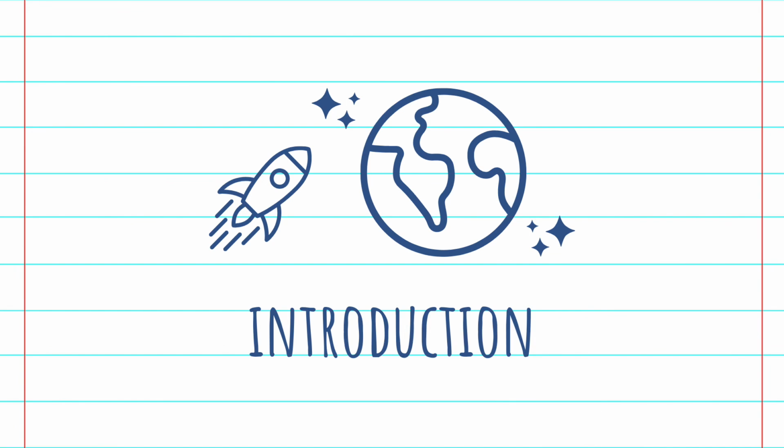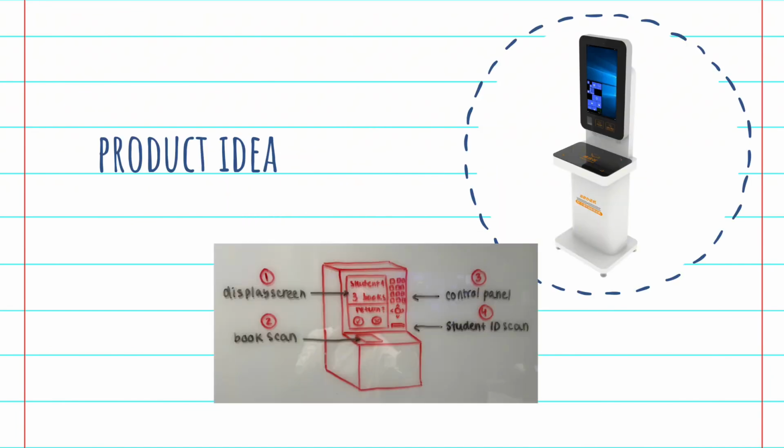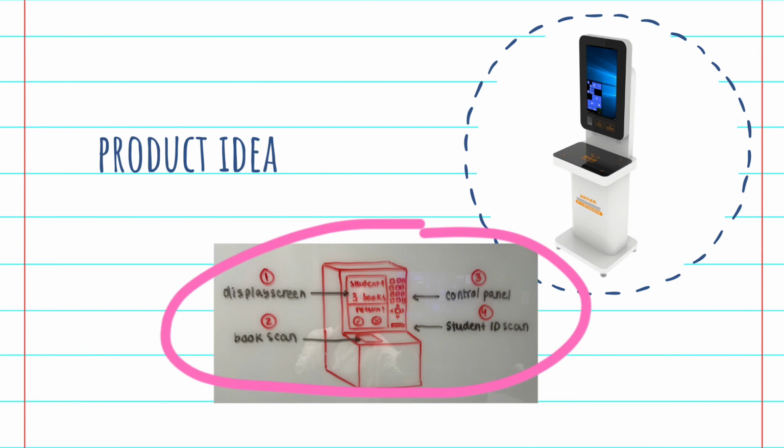So I asked myself, what do they need? How can I make this process faster? And that's when I came up with the motivation to create a library kiosk for checking in and out books from the library. As you can see here, my visualization of a kiosk, which includes a place for scanning student ID, a control panel to make new borrow or return requests, a place for scanning books, and a display screen.